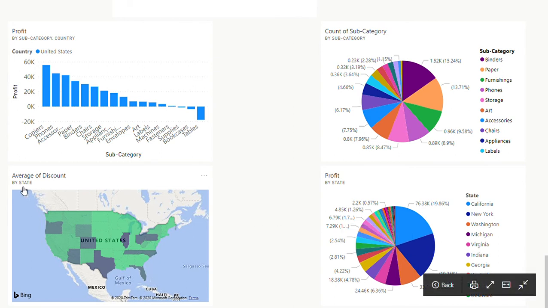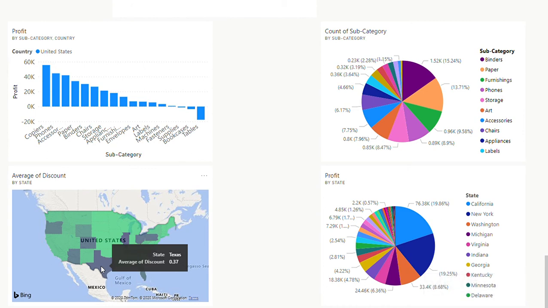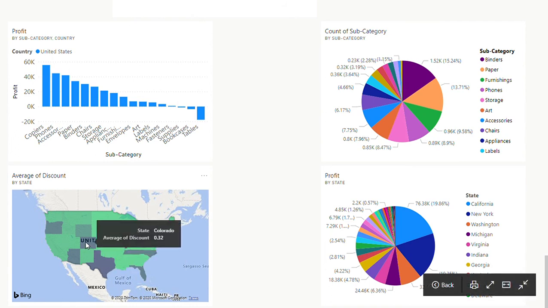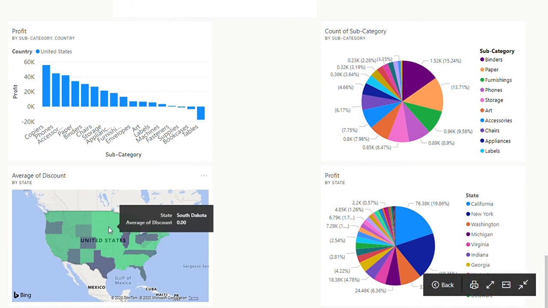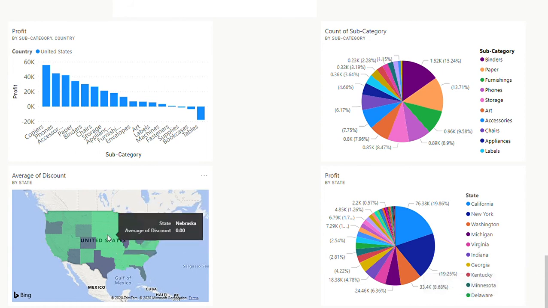This map shows the average discount in each region of the United States. The dark region shows the highest average discount. This state is Texas, with an average discount of 0.37. State Colorado has an average discount of 0.32, and this green region shows states that didn't get any discount.